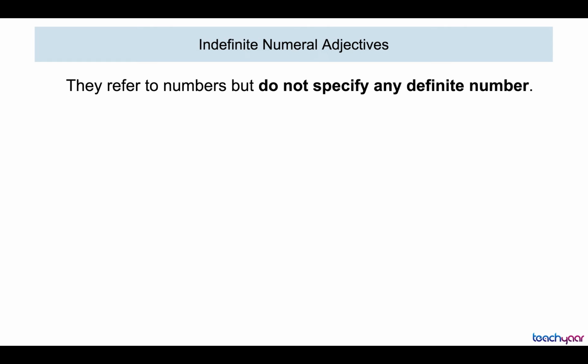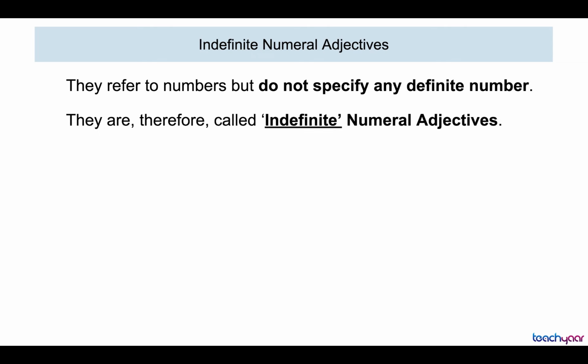Now, what is the second kind of numeral adjectives? Indefinite. Indefinite numeral adjectives. And the name is very clear, you can easily understand. So they refer to numbers because they are numeral adjectives. They refer to numbers, but do not specify any definite number. So though they do refer to numbers, they are not telling you the exact number or any definite number. So that is why they are called indefinite numeral adjectives. They are connected with numbers, but they are not telling you anything definite.